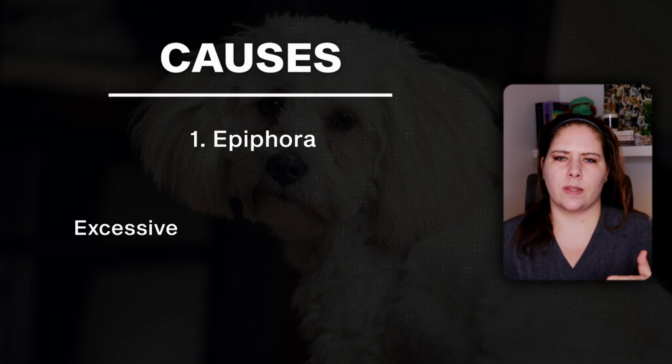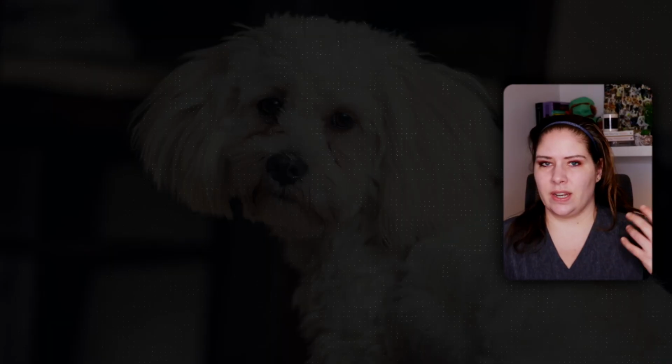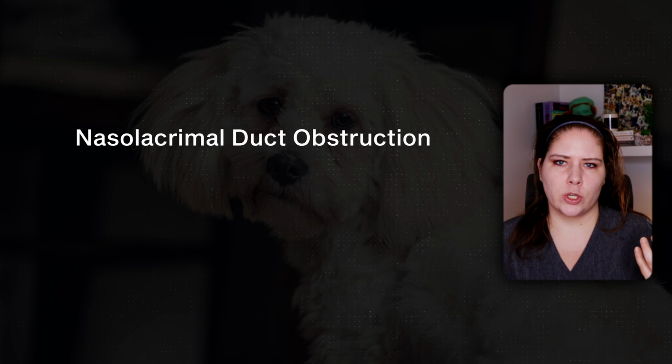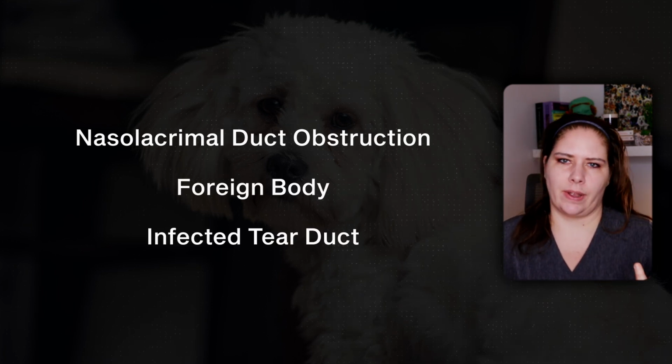So now that we know it's a symptom, let's cover the most common diseases that are associated with tear staining. Your veterinarian may diagnose something called epiphora. That simply means that there's excessive tearing of the eye. This can be due to a number of underlying problems. We might have nasolacrimal duct obstruction, there might be a foreign body in there. Sometimes we'll even see infected tear ducts.